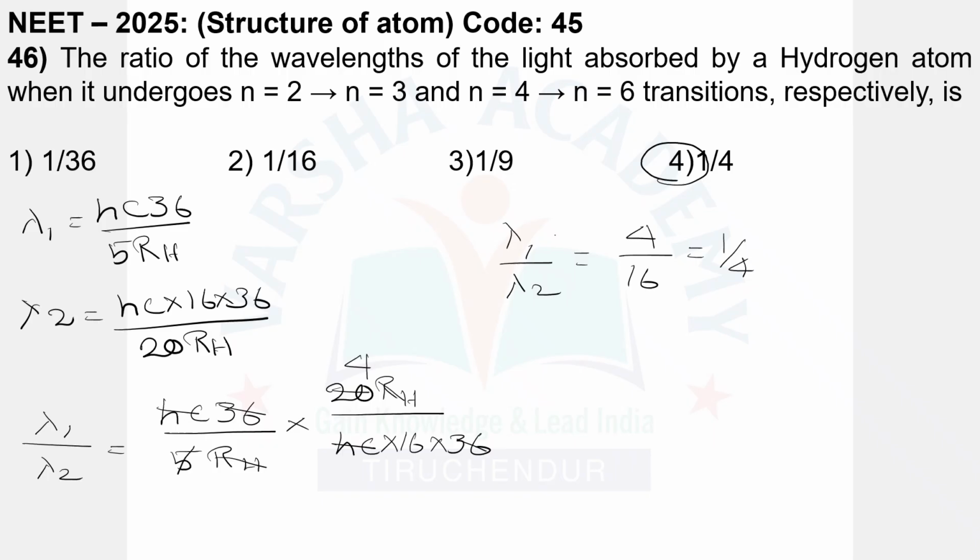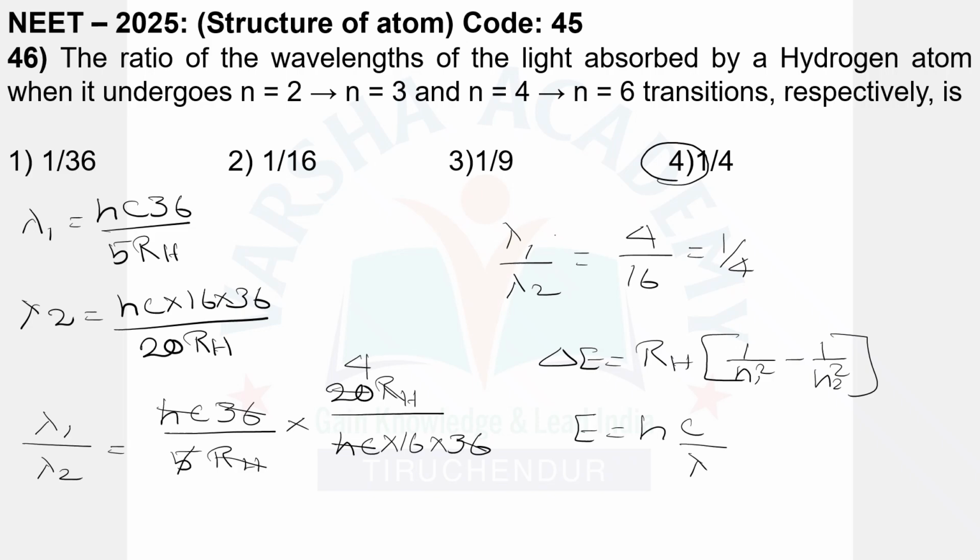This is a very simple problem, a little lengthy, but the concept is very simple. You want to know two formulas. The energy difference, delta E, is equal to the Rydberg constant into 1 by n1 squared minus 1 by n2 squared. And E is equal to hc by lambda. These are the basic formulas in the structure of atom. If you know these two formulas, we can get the answer very easily. This is a very simple, easy question.